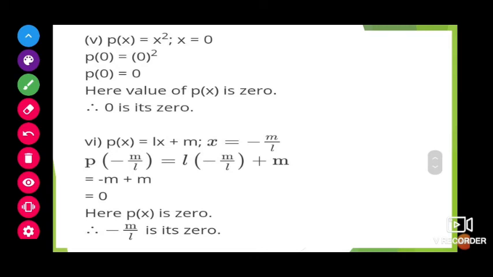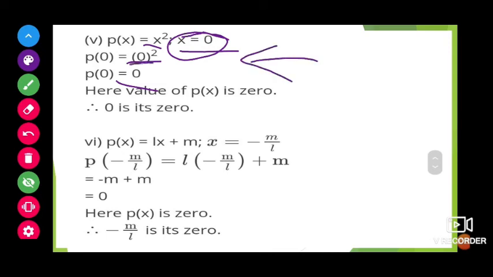Next one, p of x equals x square, where we have to place 0. So 0 square means 0. So x equals 0 is a zero of the polynomial, a root of the polynomial. Yes, because we are getting the answer as 0. So it's a root of that polynomial.